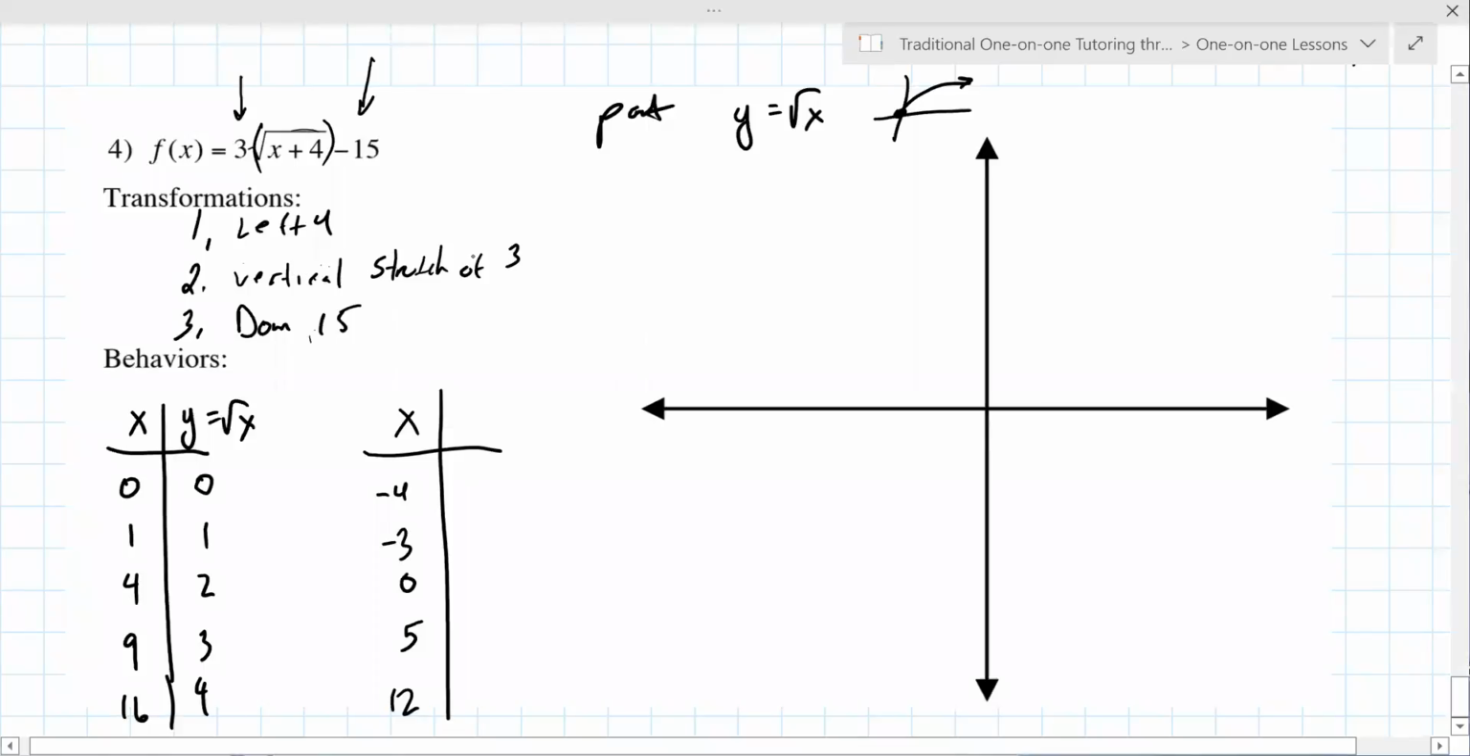Okay, but then vertical stretch of 3, that affects the y value. Anything on the outside affects the y's, the inside affects the x's. So a stretch of 3 means you first multiply by 3 and then you subtract 15. So 0 times 3 is 0, subtract 15 is minus 15. Same thing with the 1: multiply by 3 is 3, subtract 15 is minus 12. Same thing here, multiply by 3, that's 6, minus 15 is minus 9. Multiply by 3 minus 15, multiply by 3 minus 15.